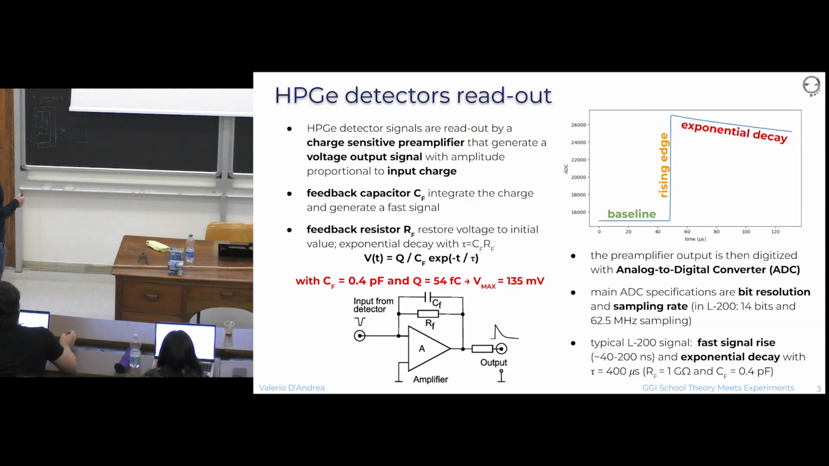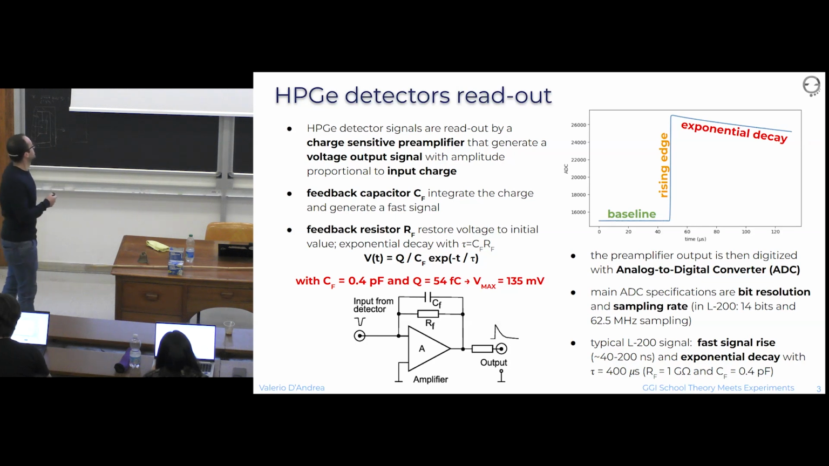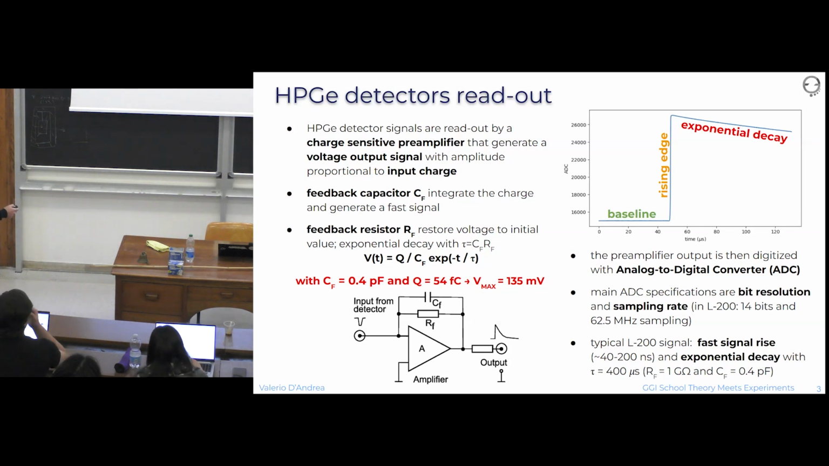I also converted this value into voltage, which is what we are measuring. With a signal of 1 MeV of energy, you get a charge of 54 femtocoulomb. If you convert this charge into voltage by using this capacitor, you have 135 millivolt. That is basically the amplitude of this signal here.